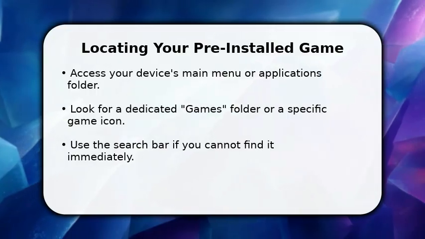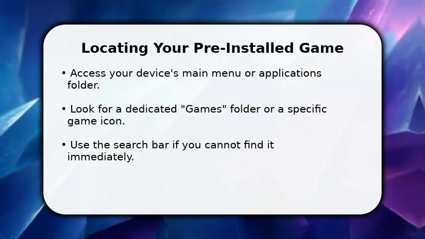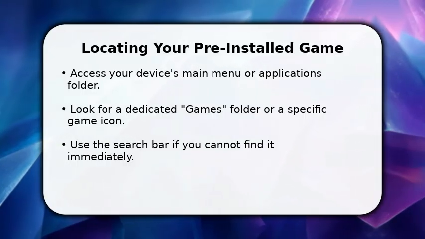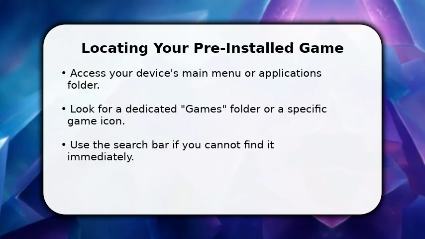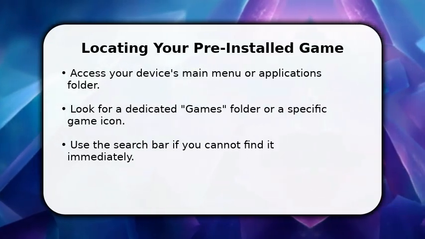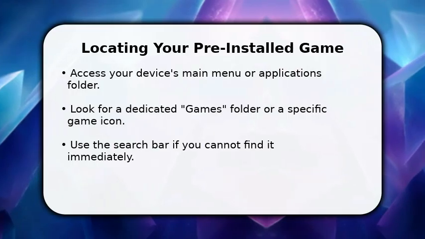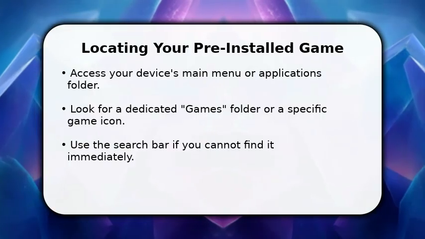In this video, I will explain how to play a pre-installed game. First, navigate to your device's main menu or applications list. Many devices have a dedicated folder labeled Games or Entertainment. If you don't see it right away, try using the search function, which is usually represented by a magnifying glass icon. This will help you quickly pinpoint the game you're looking for.